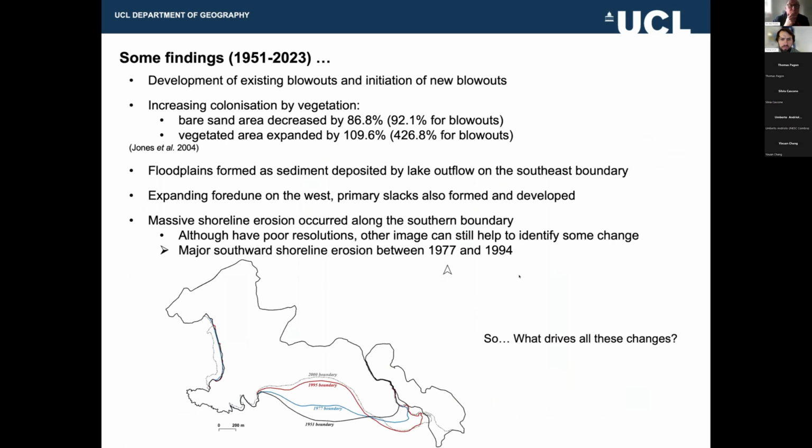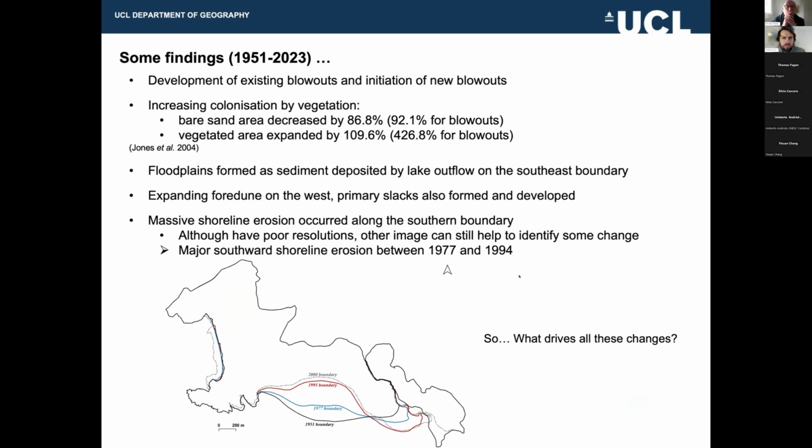So, some findings for those 70 years: there is development of both existing blowouts and the initiation of new blowouts, and increased colonization by vegetation. That's also found in previous studies from 2024, saying the dunes in the United Kingdom have shifted from mobile to fairly continuous vegetation cover. And this applies also to other Irish dune systems.